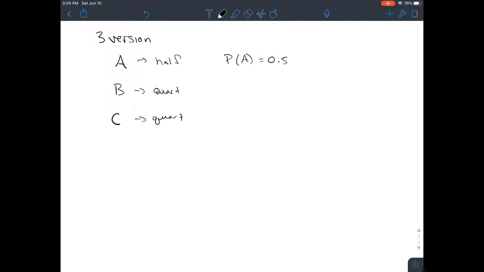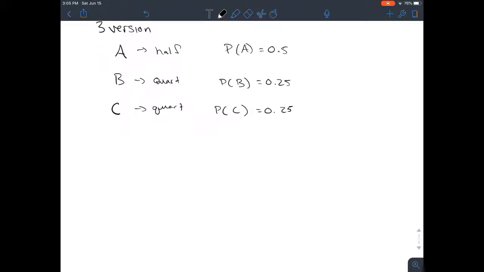So let's work on lesson 3, homework 1, problem number 10. In a class, we have 3 versions of an exam. We have version A, version B, and version C. We're told that version A is given to half the class, version B is given to a quarter, and version C is given to a quarter. And right now what we can say is the probability that any student gets A is going to be 0.5. The probability that any student gets version B is going to be 0.25. And the probability that any student gets version C is going to be 0.25.